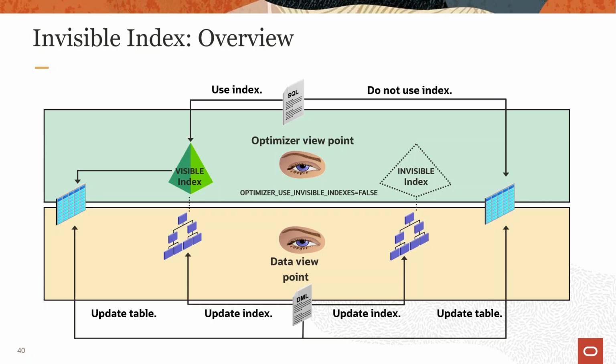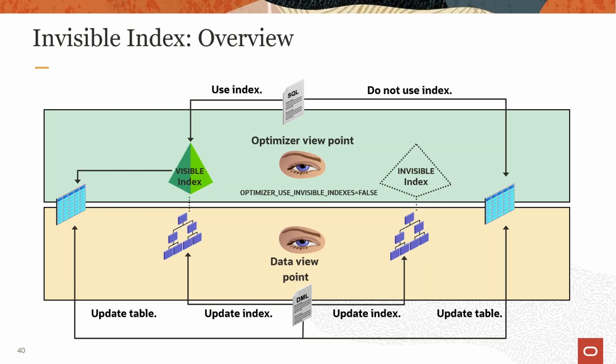That means that the optimizer can take that index into consideration to render the execution plan. And then of course, if you're going to update a table, like if you're going to insert a record into a table, a corresponding index entry has to be placed inside that visible index. However, you have the possibility to create or to alter an index to become invisible. That means that it's not seen by the optimizer.